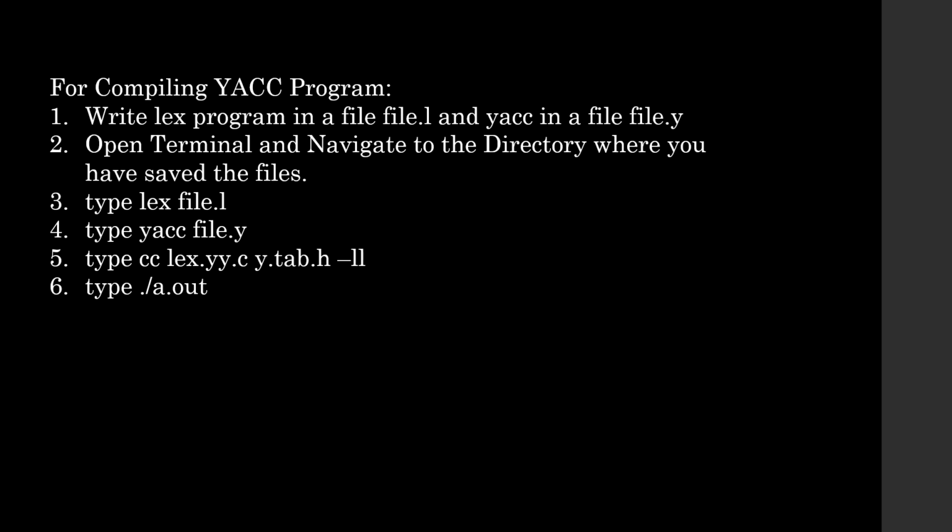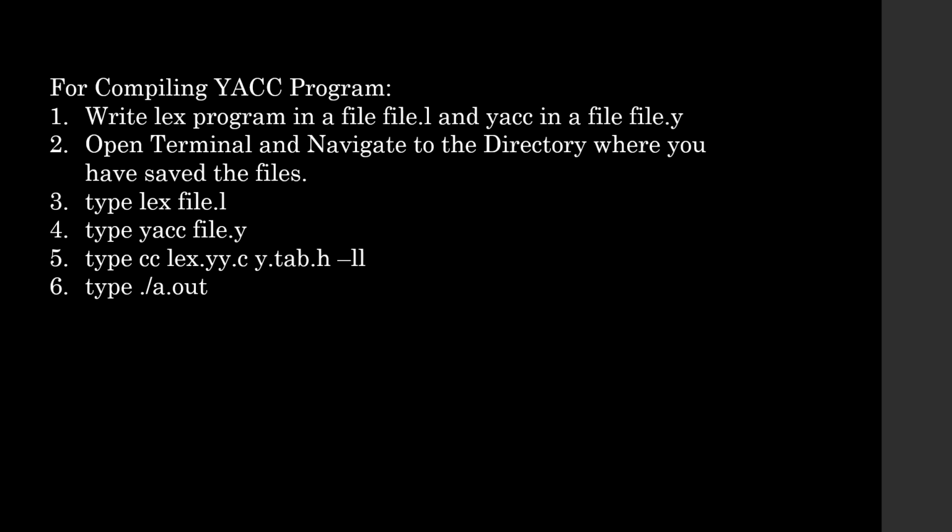For compiling a Yacc program, we need to follow these six commands given here. The first command: we need to write the lex program in file.l and the Yacc program in file.y. Then in the second command we open the terminal and navigate to the directory where you have saved the files. After that, we type lex file.l, which compiles the lex code we have written earlier. And then next we type yacc, which compiles the Yacc program we have written earlier.